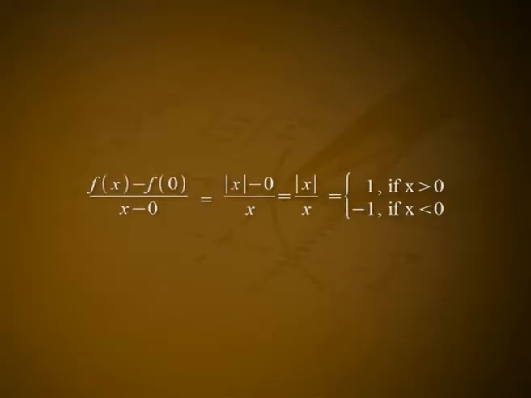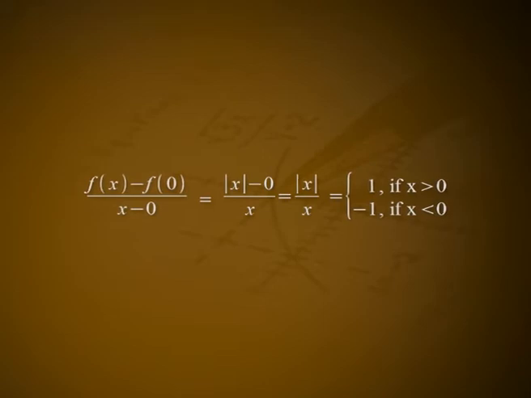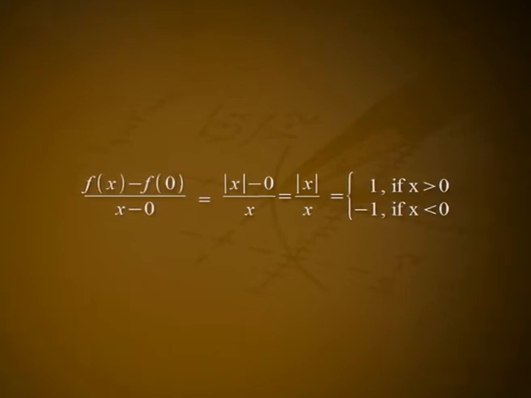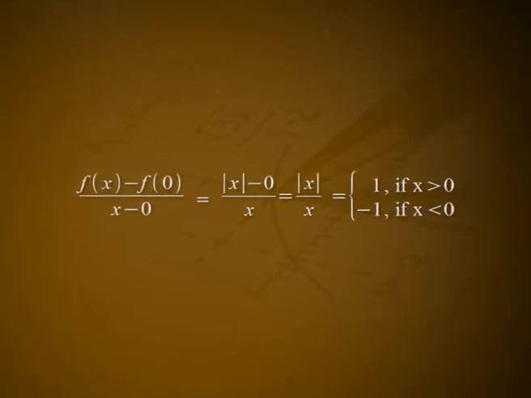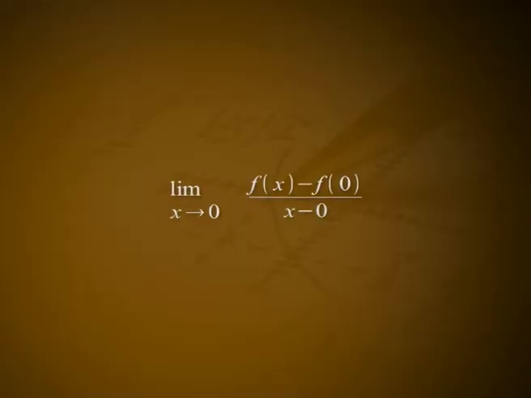Now, (f of x minus f of 0) by (x minus 0) equal to absolute value of (x minus 0) by x, which is equal to absolute value of x by x, which is equal to 1 if x greater than 0, equal to minus 1 if x less than 0. If we take the limit of this difference quotient as x approaches 0 from left and right, the values are minus 1 and 1 respectively. Thus, limit x tends to 0 (f of x minus f of 0) by (x minus 0) does not exist. So, the function f does not have derivative at x equal to 0. Hence, it follows that every continuous function may not be differentiable.